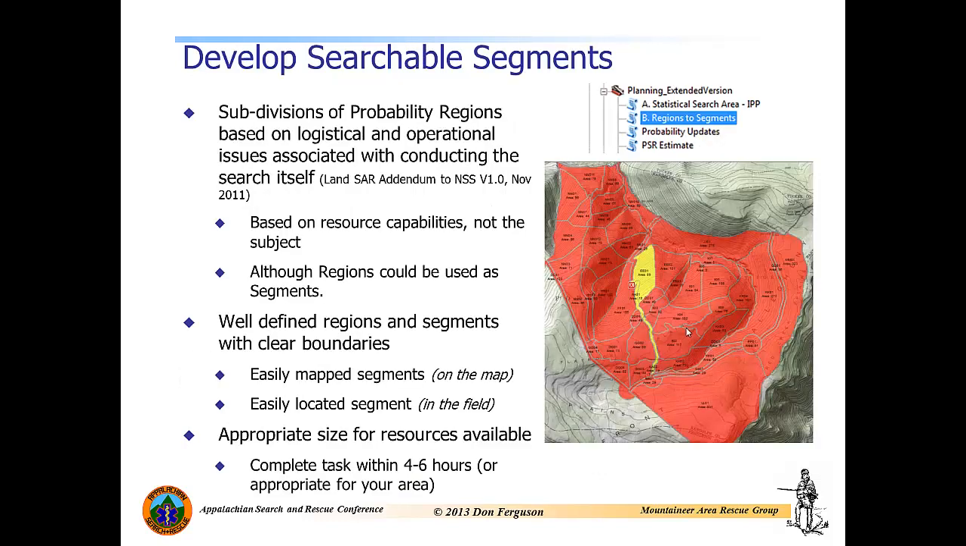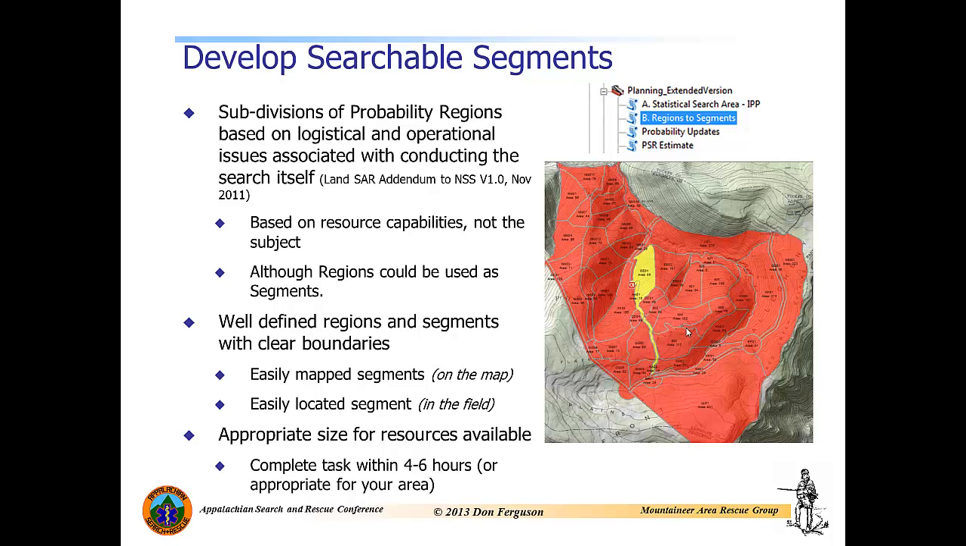Because they are based on the behavior of the subject, probability regions are oftentimes too large for a single team to adequately search in a timely manner. Thus, regions are typically subdivided into searchable segments. With regard to search theory, POA applies to the probability regions, while POD applies in the search segment. So it's critical to maintain a link between search segments and probability regions in order to monitor adjusted POA and track progress. IGT for SAR does this by providing an intimate link between regions and segments.